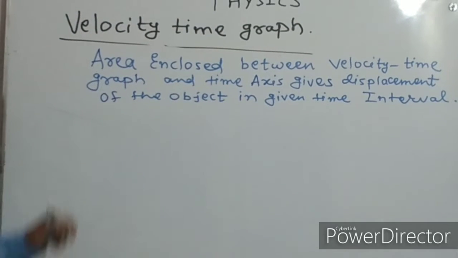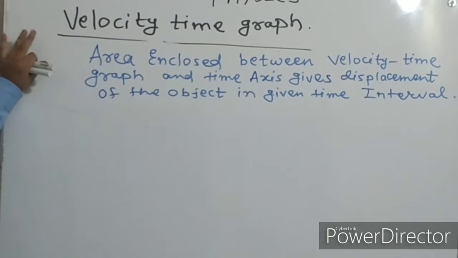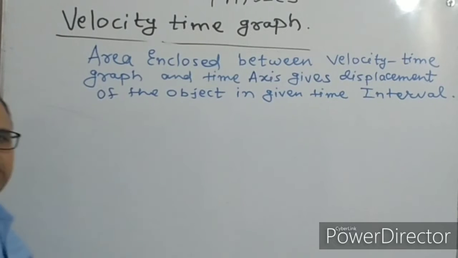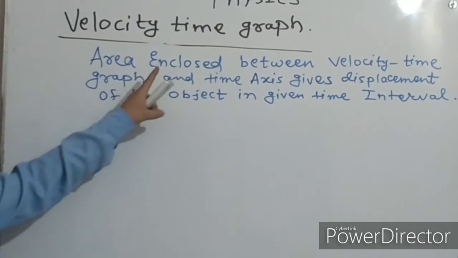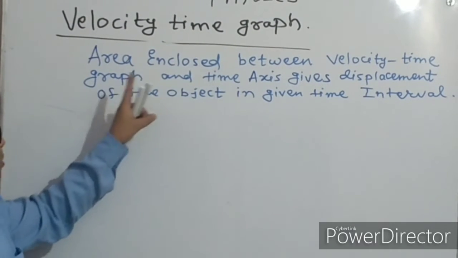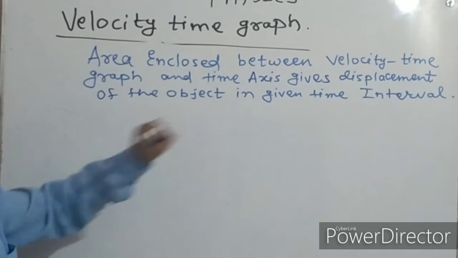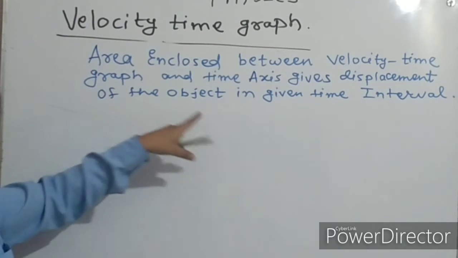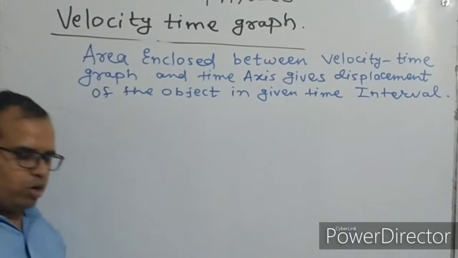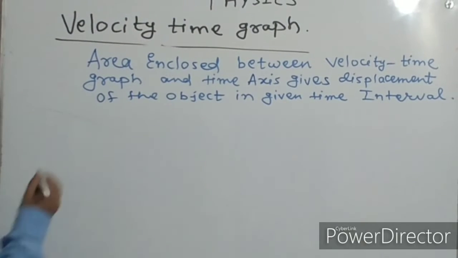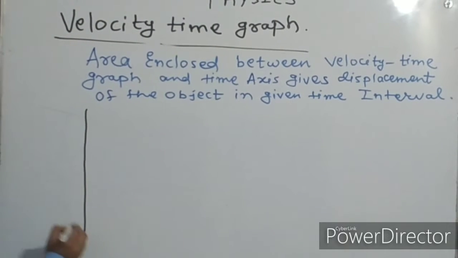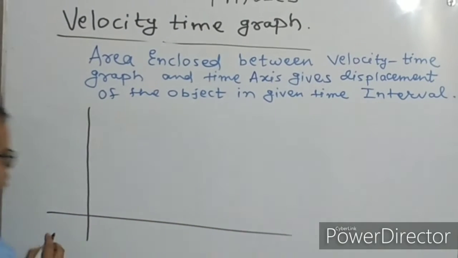Now we are going to discuss one more property of the velocity time graph. In this we will try to show that the area enclosed between the velocity time graph and the time axis gives the displacement of the object in the given time interval. What does it mean? Suppose that there is an object and it is moving with uniform velocity.